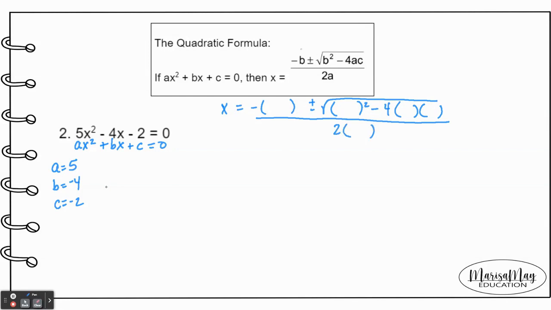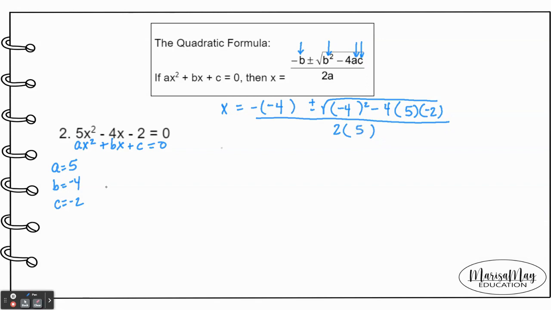All right, so we begin -b. So we'll put the b value in this first blank. Under the square root, I've got b to the second. So I'm going to put the b value there. Minus 4 times a times c. So we'll put a in the first blank, c in the second blank, and then 2 times a. So I'll put the a value in the bottom.